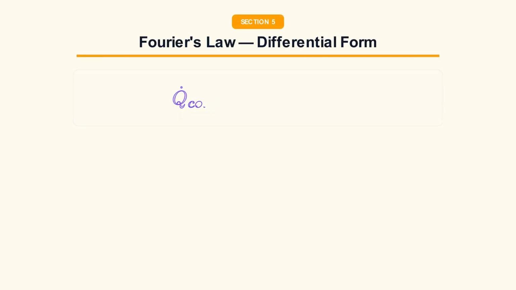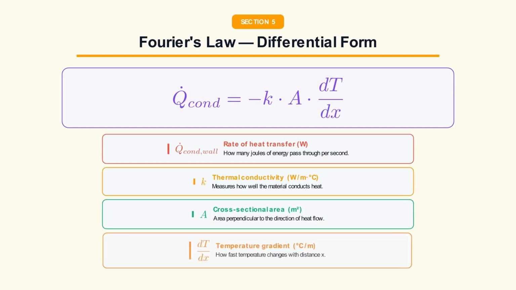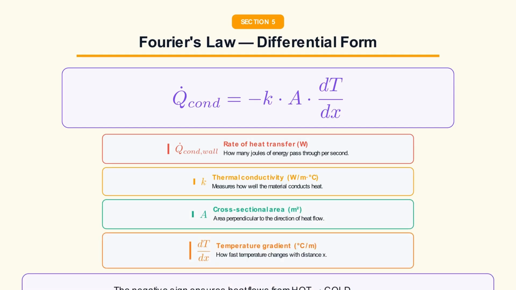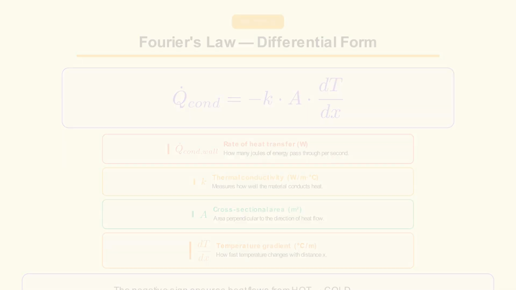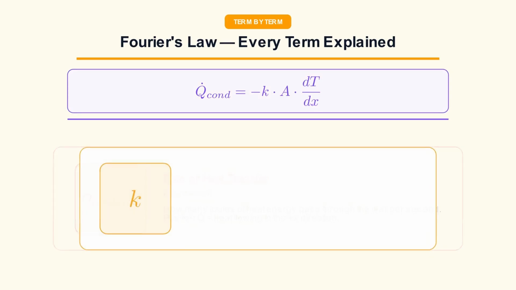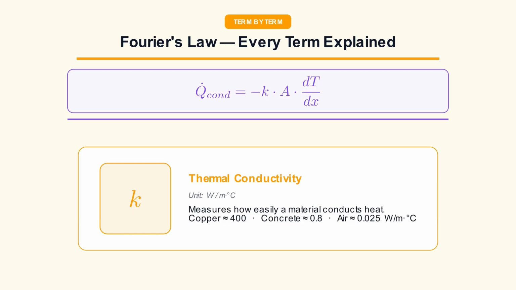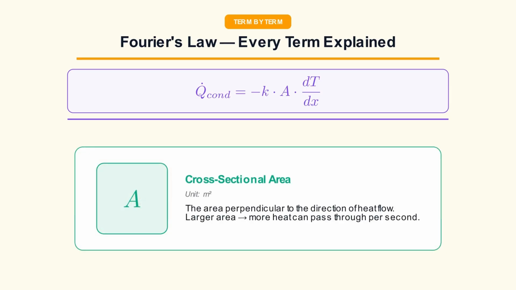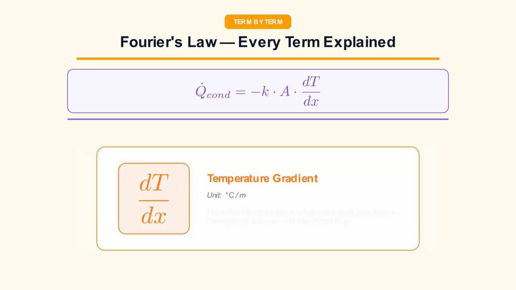In differential form, Fourier's law is Q cond wall equals negative K times A times dT over dx, where Q cond wall is the rate of heat transfer, watts. K is the thermal conductivity of the material, watts per meter degree Celsius. A is the cross-sectional area perpendicular to heat flow, meters squared. dT over dx is the temperature gradient, how fast temperature changes with distance. The negative sign is important. Heat flows from hot to cold, in the negative direction of the temperature gradient.